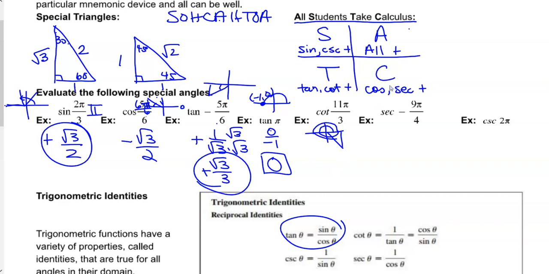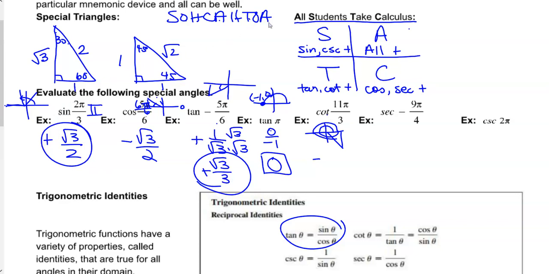All right, cotangent. Is cotangent positive or negative in the fourth quadrant? Notice here cosine and secant are always positive there. Therefore, this one has to be negative. And I'm looking at a pi over 3 reference angle. So what's the cotangent of a 60?